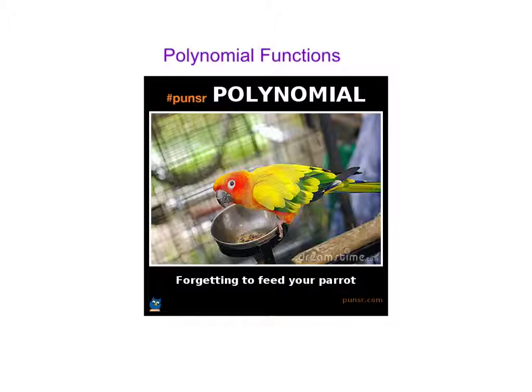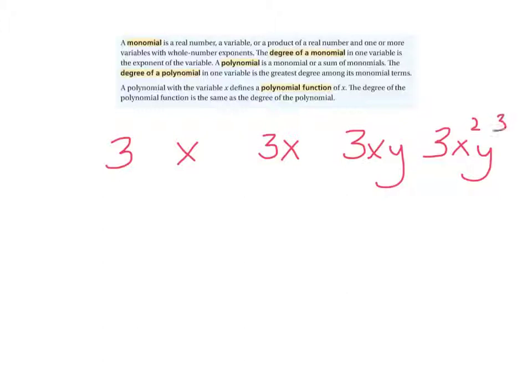So, let's jump in and let's talk polynomial functions. Okay, vocabulary. Yes, you need to know it all. A monomial is a real number, a variable, or a product of real numbers and one or more variables with whole number exponents. A couple of examples of monomials: 3 is a monomial, x is a monomial, 3x, 3xy, 3x squared y cubed. These are all monomials.